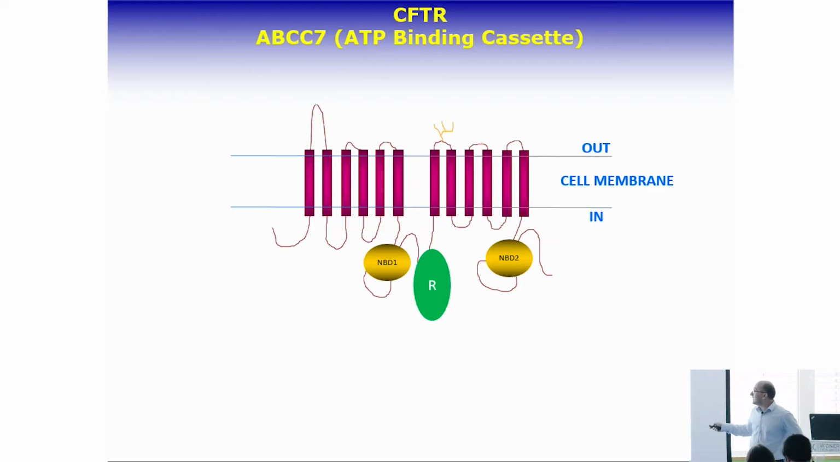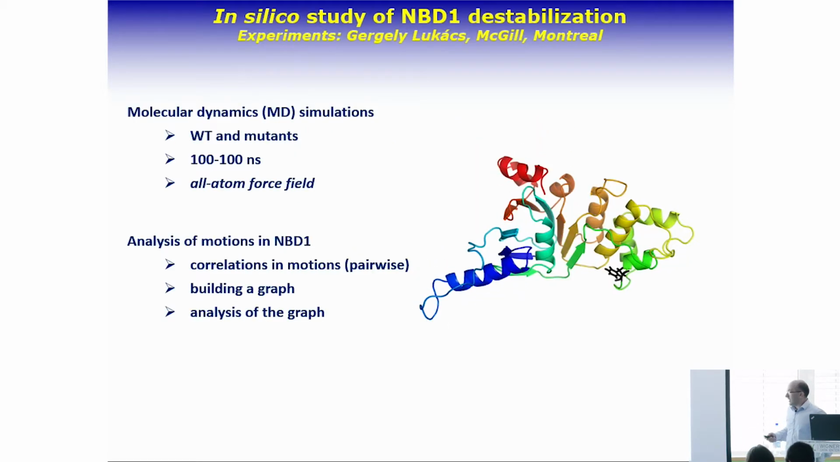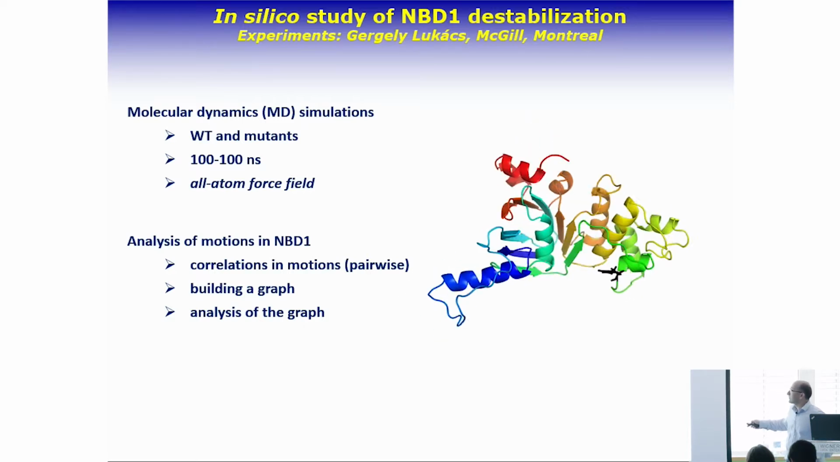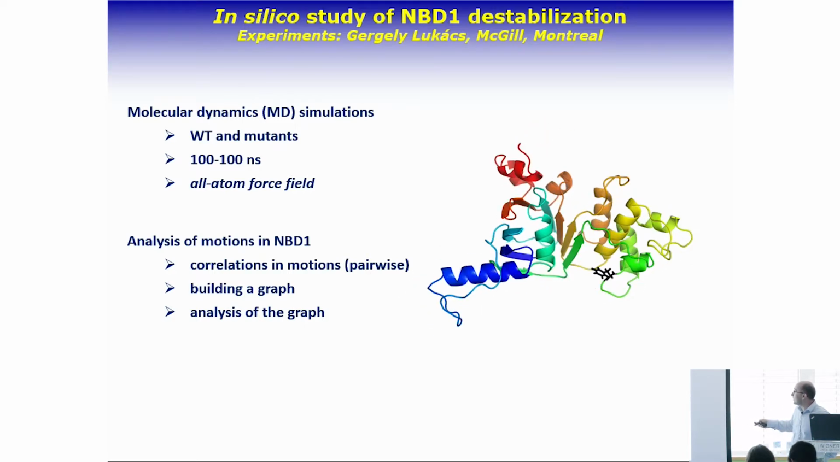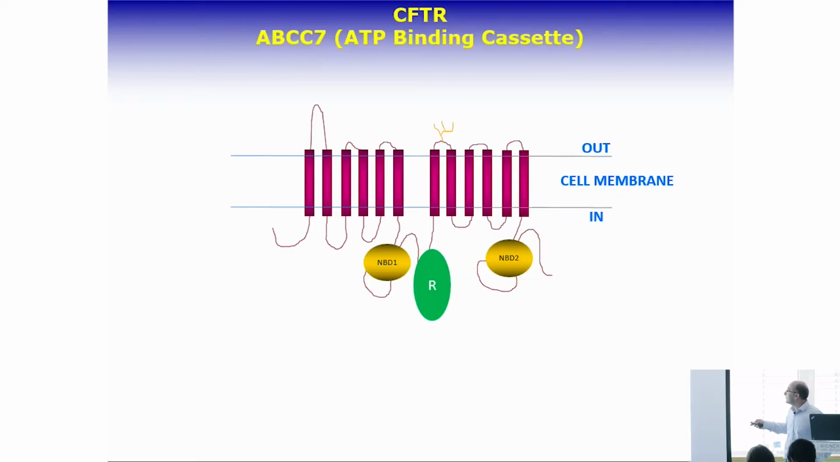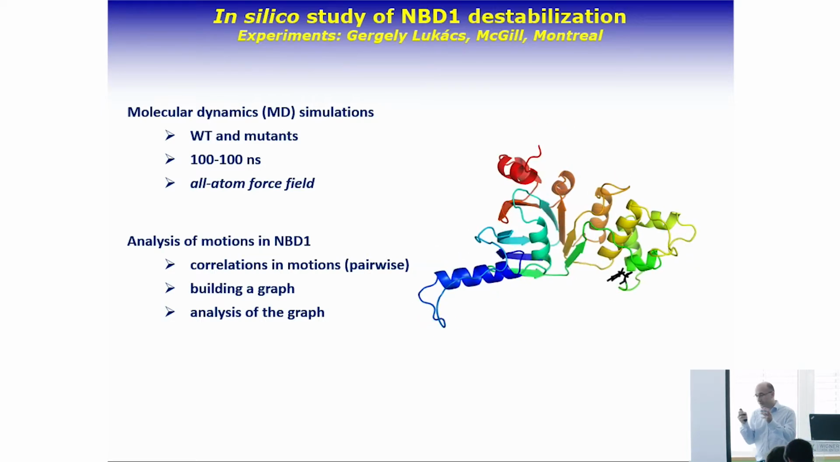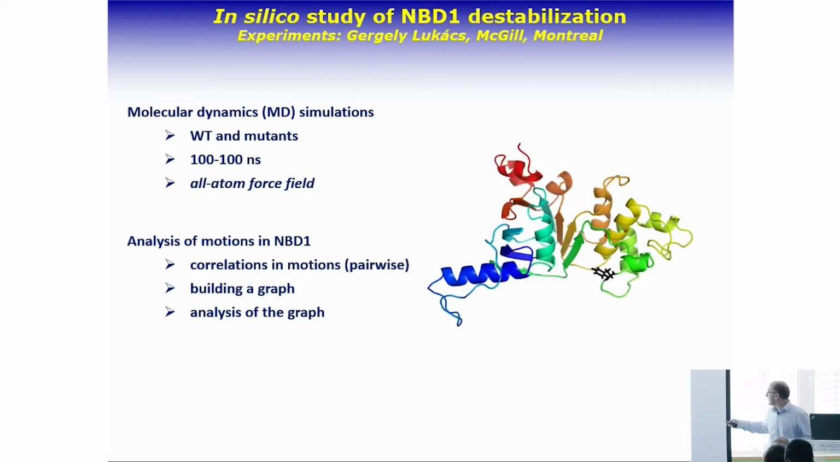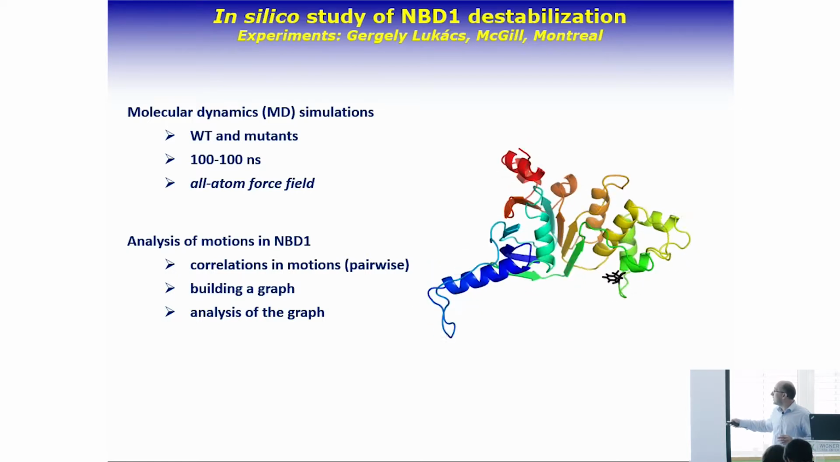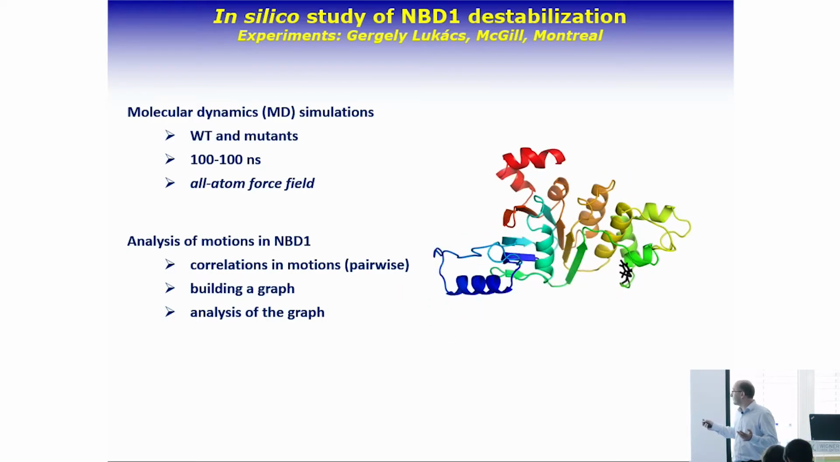The energy of the ATP binding and hydrolysis is not for the transport of the chloride. It will follow the constant electrochemical gradients. And the most frequent mutation, the delta 508 mutation, is in one of the nucleotide binding domains. And we would like to understand how the deletion of this amino acid leads to the altered function of the protein.